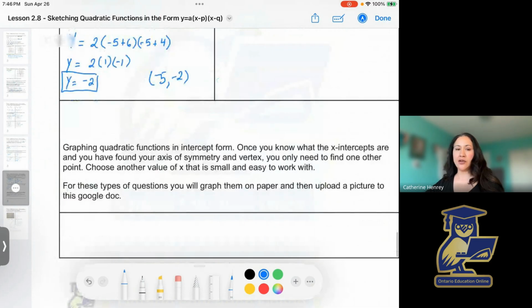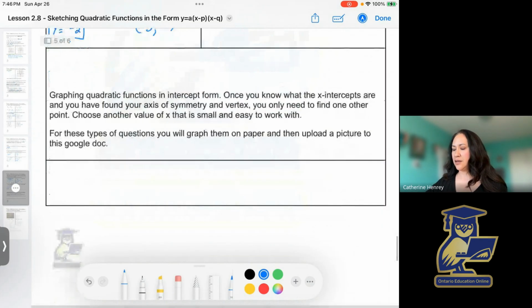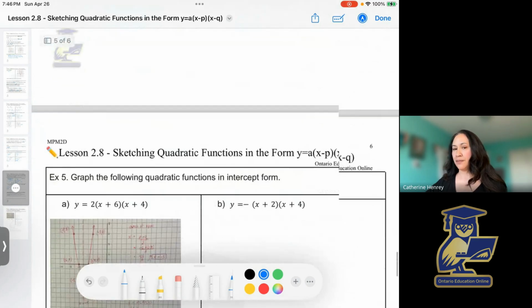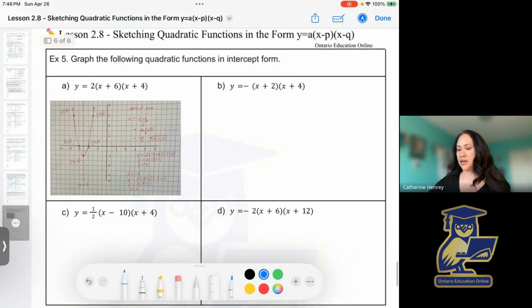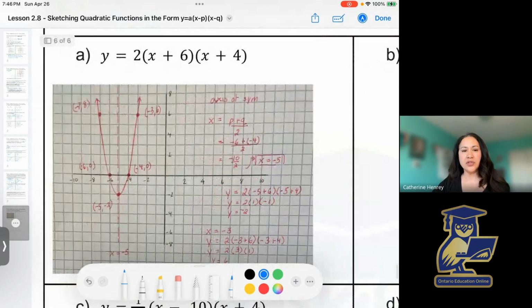So let's take a look at graphing functions in intercept form. Once you know the x-intercepts, and you found your axis of symmetry, and you have your vertex, we really only need one other point. So we try to find another point, maybe something that's easy to work with. And so let's take a look at the example that I have for you. I'm going to zoom in on this. So we have the function y equals 2 times x plus 6 times x minus 4.